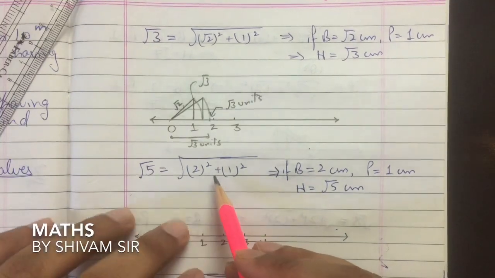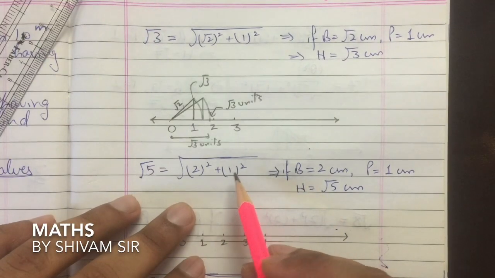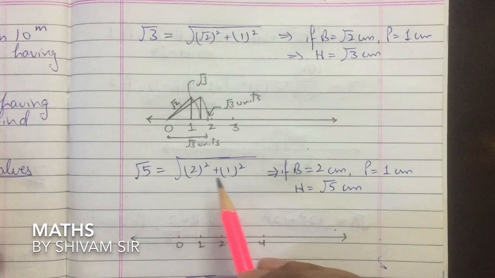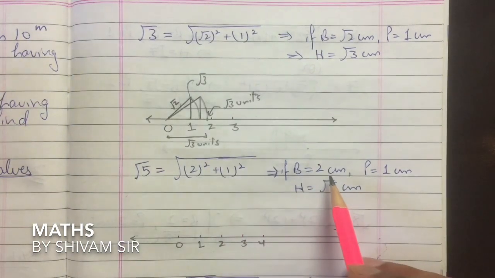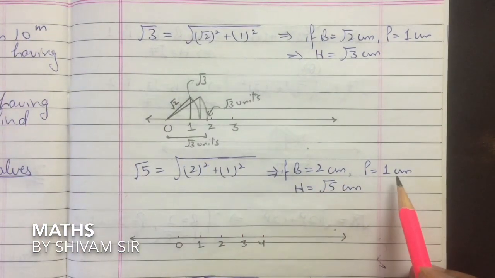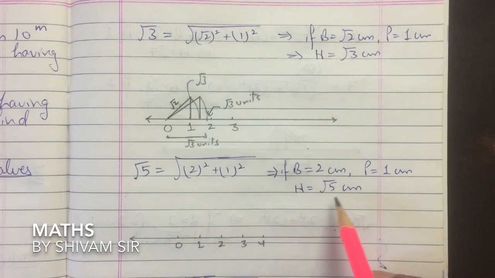2 square is 4 and 1 square is 1 itself. So 2 square plus 1 square. So if base is of 2 centimeter, perpendicular is of 1 centimeter, that means hypotenuse so obtained will be of root 5 centimeter. So here I have drawn a number line.